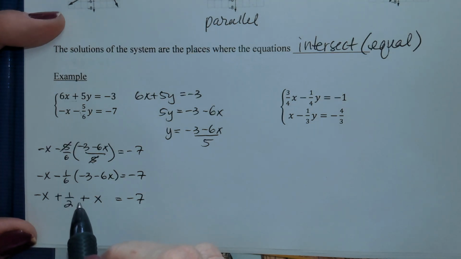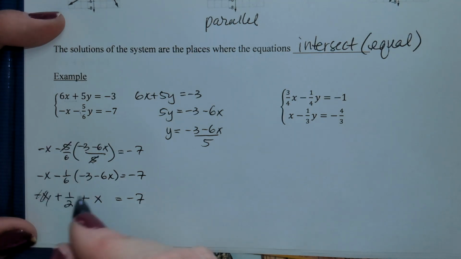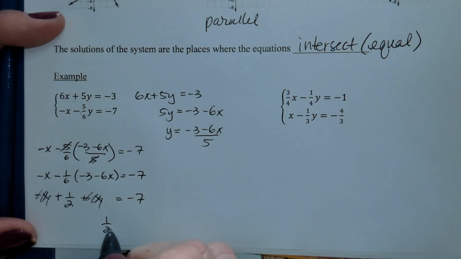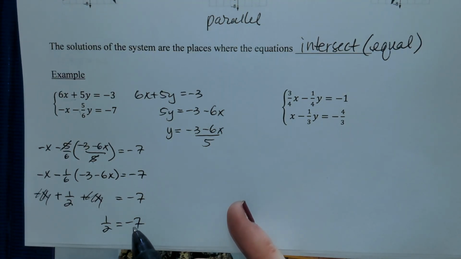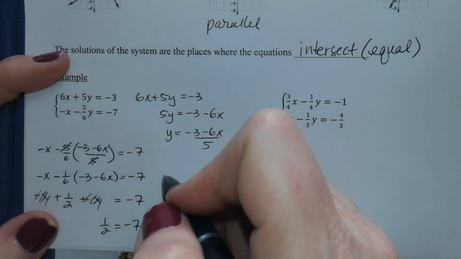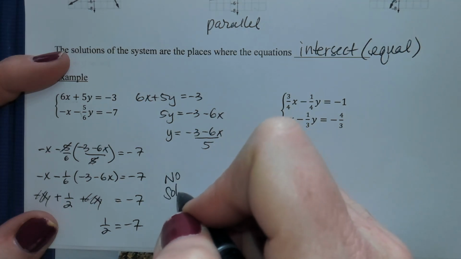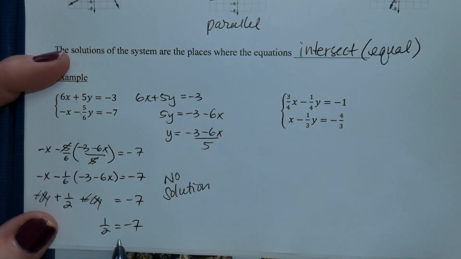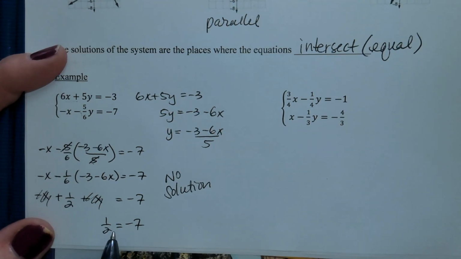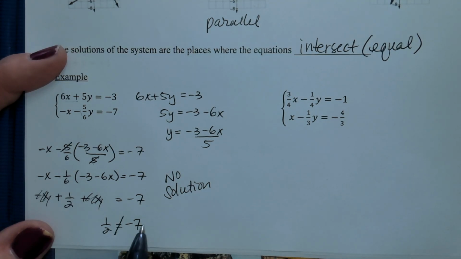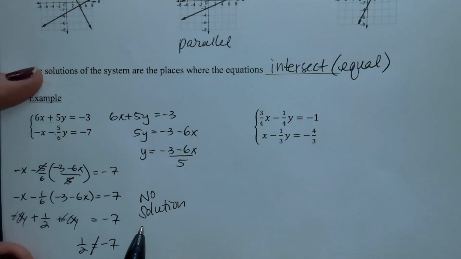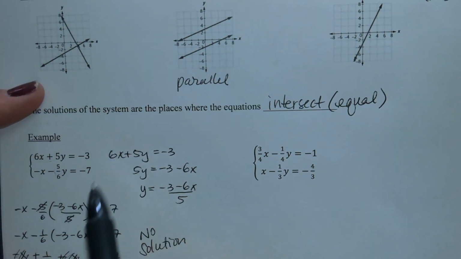And then I have negative x plus an x, so those cancel out. And then I have 1/2 equals negative 7. Well, we know that that's not true. 1/2 is not the same as negative 7, so this system actually has no solution. It means they will never intersect. We ran into a situation where we got a false statement. 1/2 is not equal to negative 7, so that means that the system does not have a solution, that they are parallel to each other.